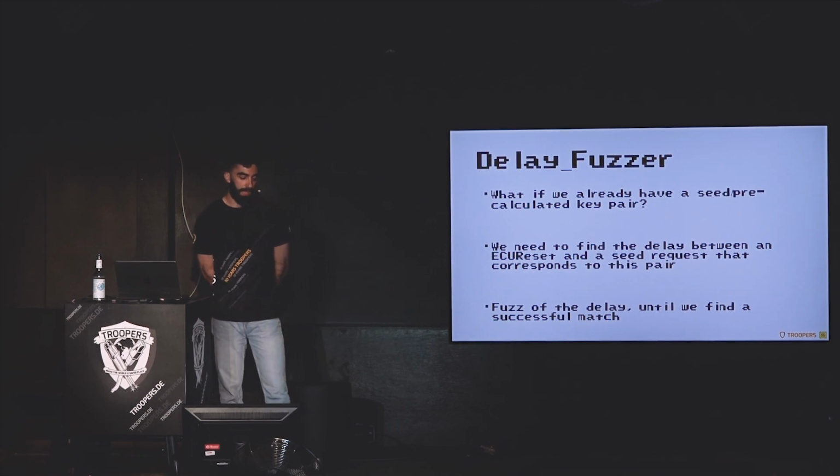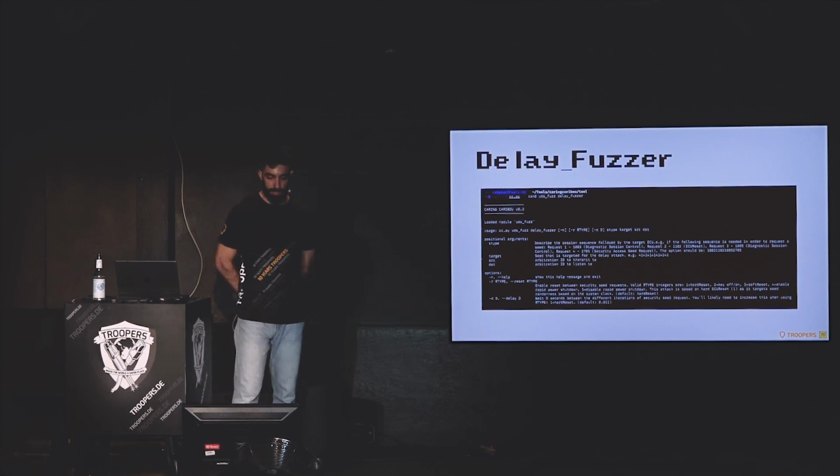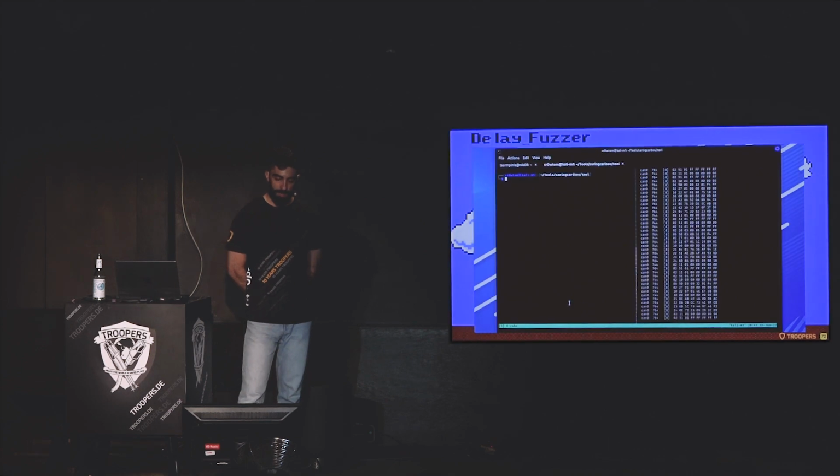This tool helps us find the delay which is needed between the ECU reset and the seed request in order to get security access with the seed that we already own. So basically, we fuzz the delay until we find the successful match for this specific seed that we own, the pre-calculated key. This is the tool with the different options. We have the session type. We have the target, which is the seed that we own with the pre-calculated key, and the source and destination arbitrary IDs, and demo time.